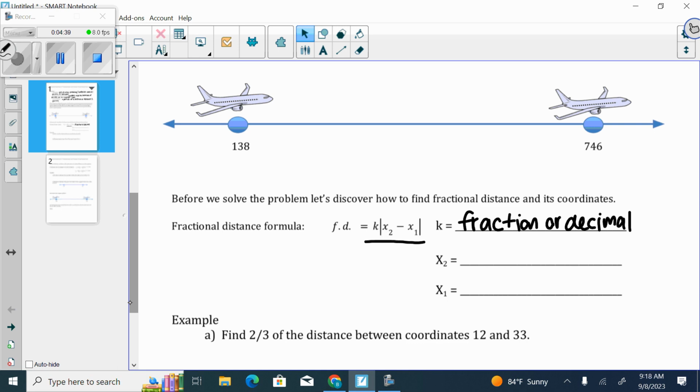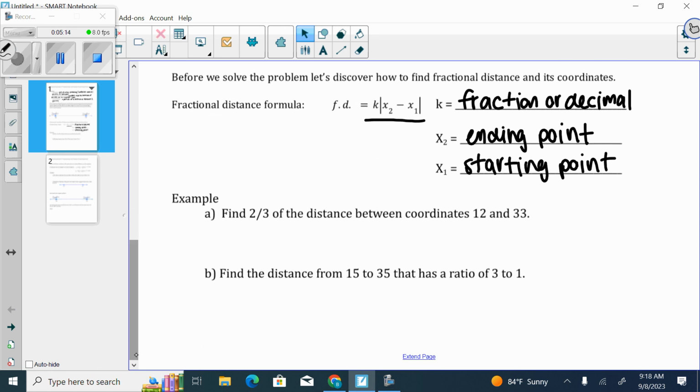And our x2 and our x1 still mean the same thing as yesterday. Those are representing the 2 points that we go between, right? So our x2 would be where we are ending, while our x1 was our starting. Right, so now that we've defined all of those variables in the equation, let's look at a couple of examples.